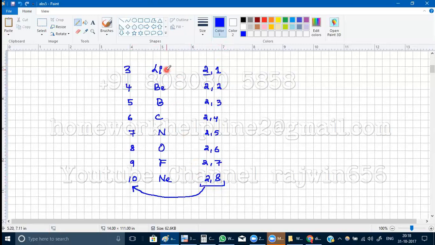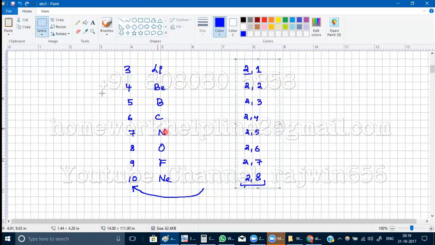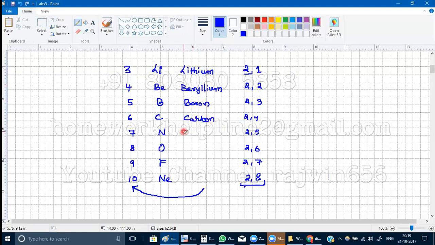I am repeating that part of the story once again. Lily Belly bought cashew nuts on Friday night. What are the names of these elements? This is Li, that is lithium. Be is beryllium. B is boron. C is carbon. N is nitrogen. O is oxygen.